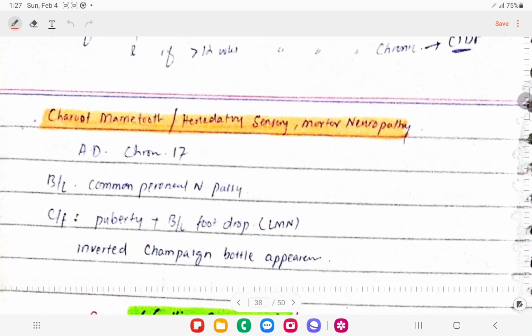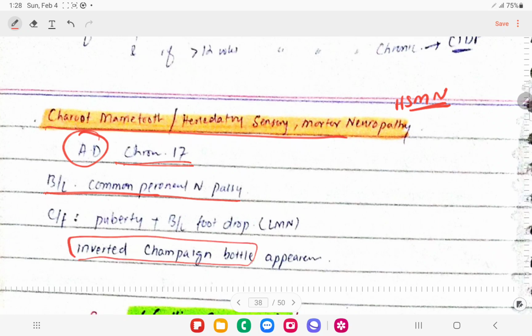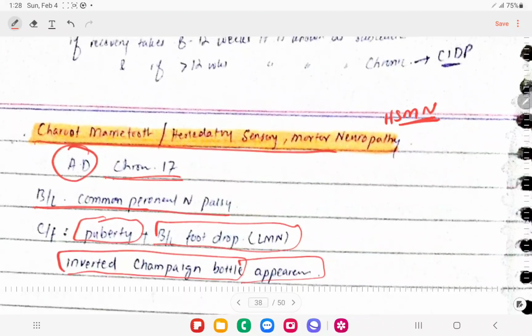So Charcot-Marie-Tooth disease, also known as hereditary sensory motor neuropathy, right? This is basically an autosomal dominant condition. Chromosome number 17 is involved in these patients. So we're going to see bilateral common peroneal nerve palsy in these patients, right? And there will be an inverted champagne bottle appearance in these patients, right? And mostly in puberty, patients are going to come with bilateral foot drop, right? So that's about Charcot-Marie-Tooth disease.